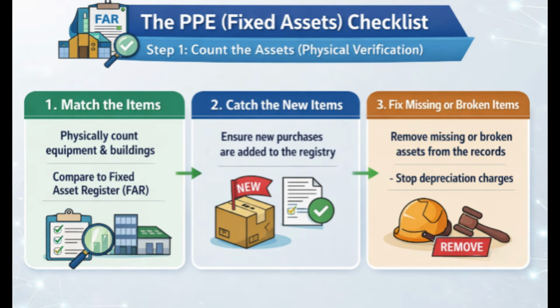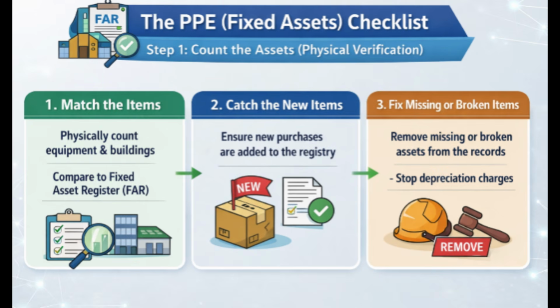The PPE, Fixed Assets, Reconciliation, Checklist. Step 1. Count the assets, Physical Verification. 1. Match the items. Go out and physically count the equipment and buildings, then match what you find against the official Fixed Asset Register, FAR.